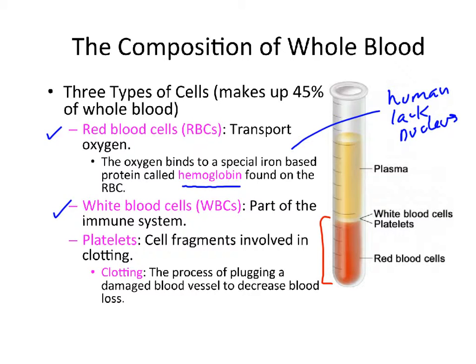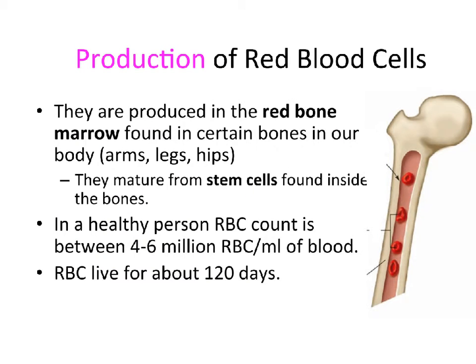Clotting is where you have damage to a blood vessel, maybe a direct cut, tear, abrasion, or even a rupture, like you might get in a bruise. And these platelets are fragments of cells and proteins that bridge the gap and prevent future fluid loss.